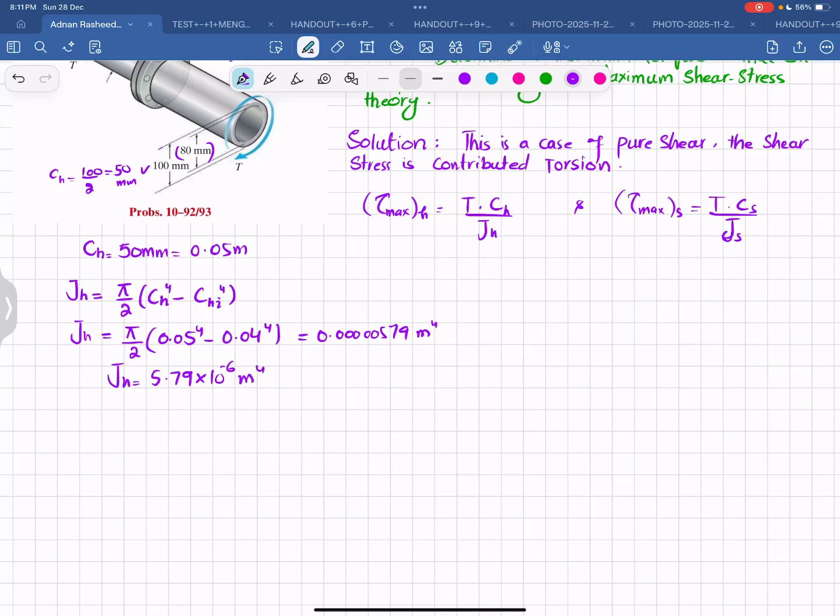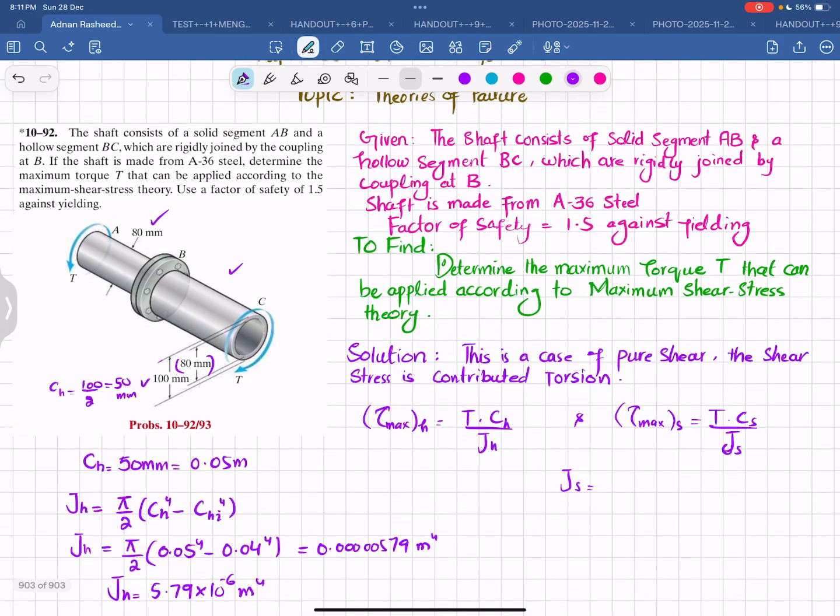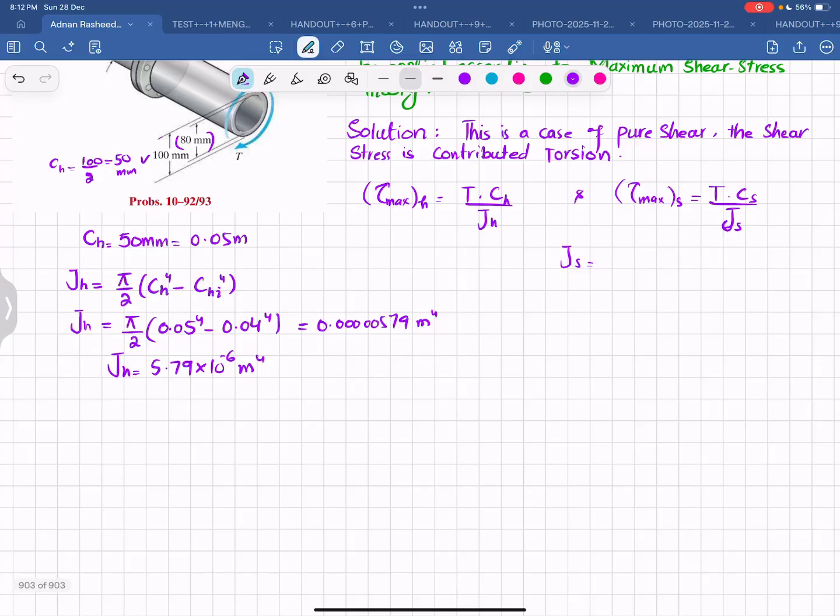Okay, now here we will find Js. So for the solid shaft, I will check that the diameter is given as 80. So Cs will be equal to 80 divided by 2, that will be equal to 40 millimeter. Sorry, not Js, it is Cs. Let me correct it, because Cs is the radius of the solid shaft, so Cs will be equal to 0.04 meter, and Js will be equal to pi by 2 times Cs power 4.